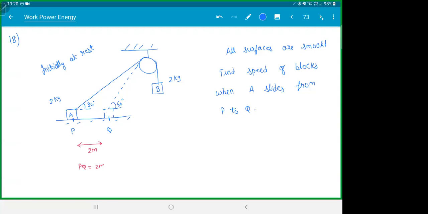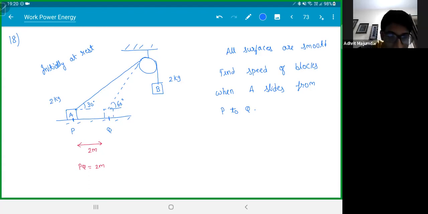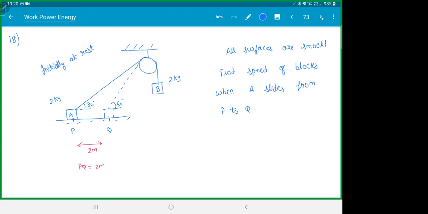How much will block B come down when A goes from P to Q? But first find this thing. 2 times root 3 minus 1. That is the answer. Now try. Everyone forgot that thing.